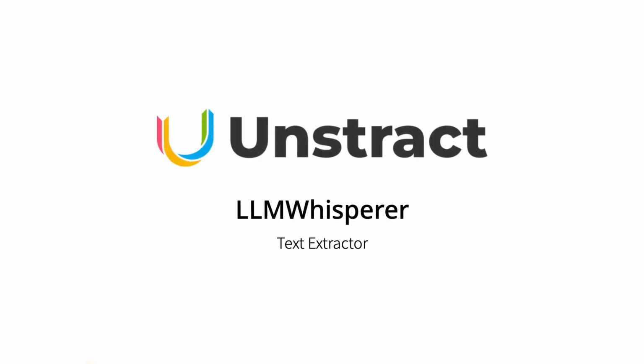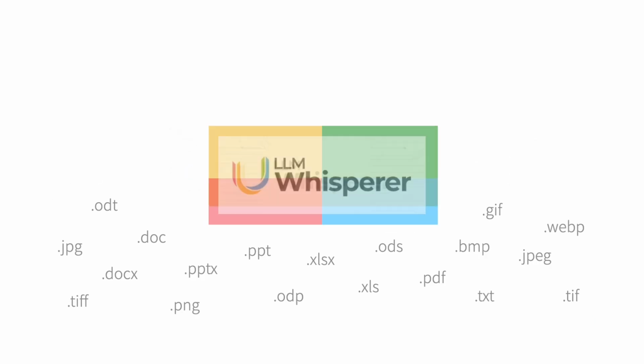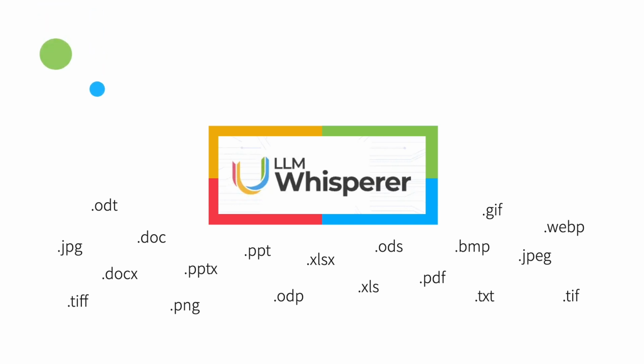LLM Whisperer is Unstract's high-precision text extractor, transforming raw documents into LLM-ready input. Since LLMs interpret documents much like humans do, LLM Whisperer first extracts the raw text while preserving the original layout of the input document, and then passes this context on to the LLM. LLM Whisperer supports a wide range of document types, including PDFs, images, Excel sheets, and scanned files. Let's take a look at some sample extractions.